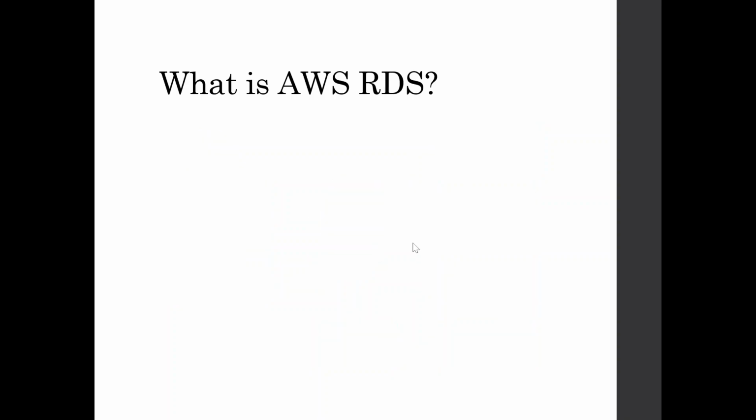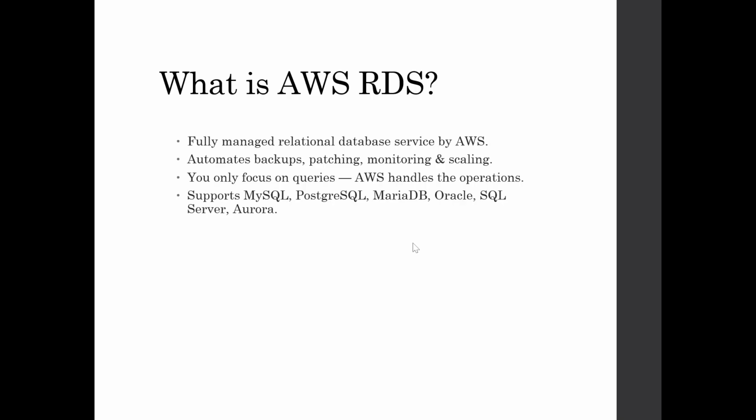So basically, it's a fully managed AWS service for relational databases that handles backups, patching, high availability, scaling, monitoring, and security. So what you have to do is focus on queries, and AWS handles the heavy lifting. So this is the AWS RDS overview. It's a fully managed AWS service for relational databases.